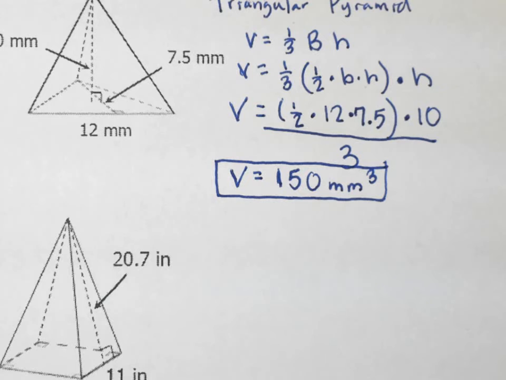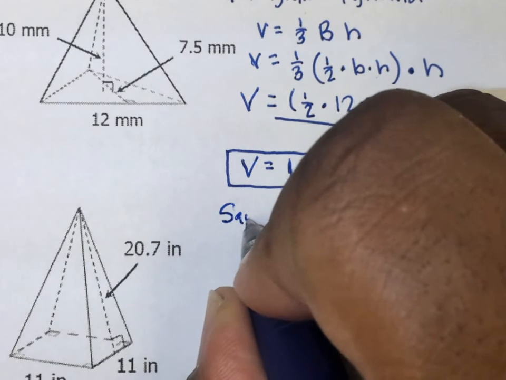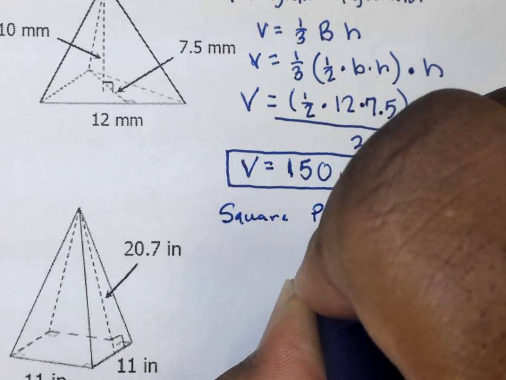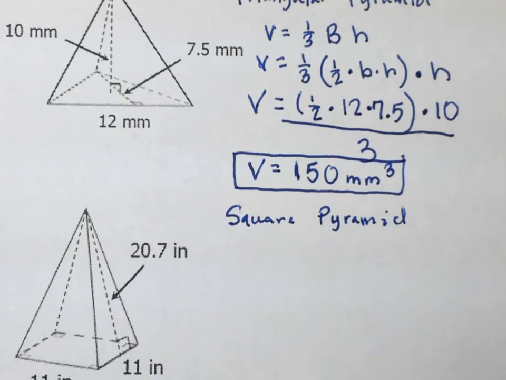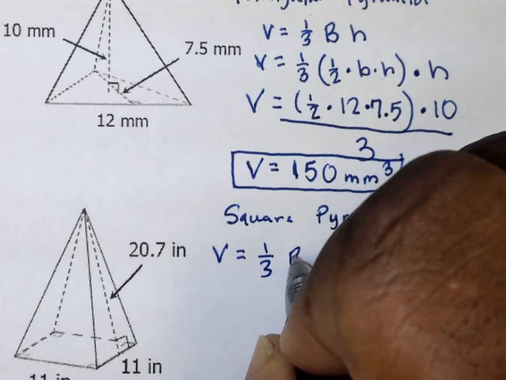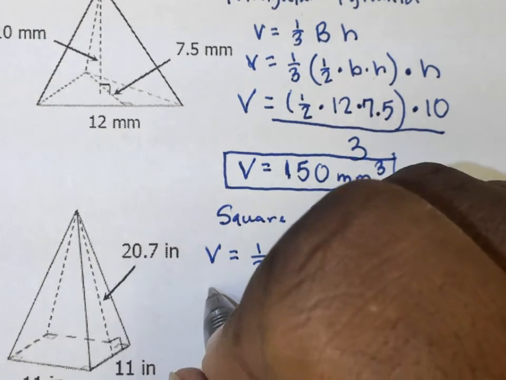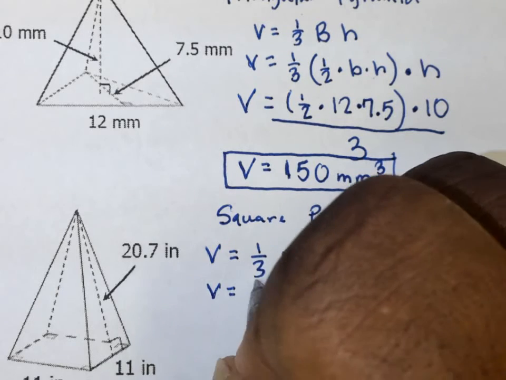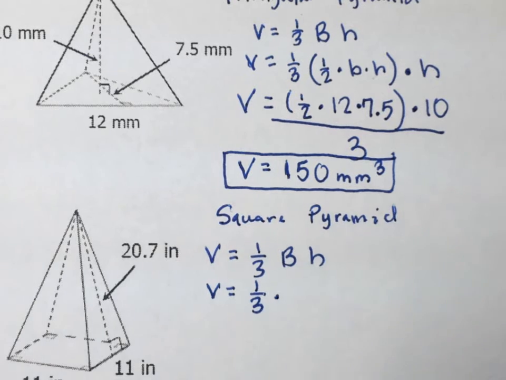Dio, what's the third one? I agree. Square pyramid. Volume equals 1/3 capital B times H. I always start there. I expect y'all to always start there. Then make your adjustment. Volume equals 1/3 times.